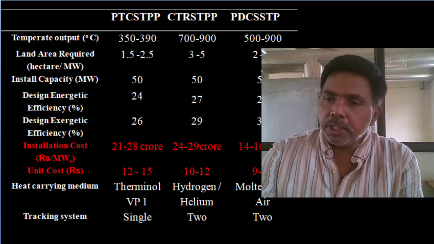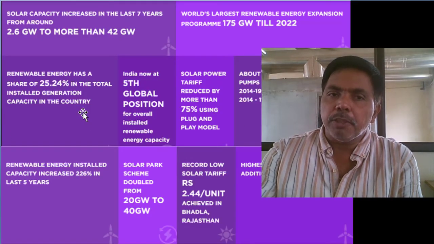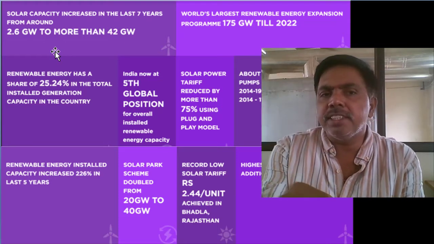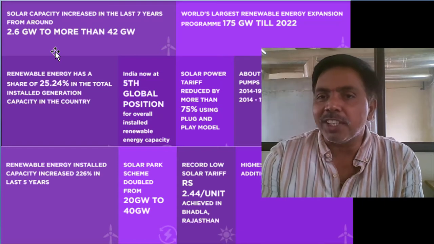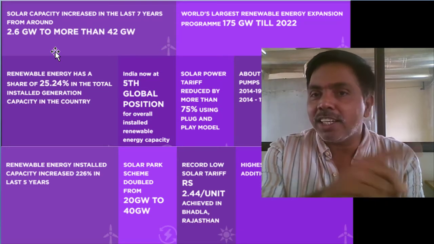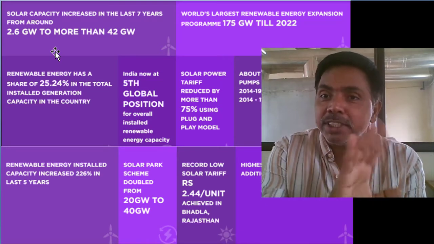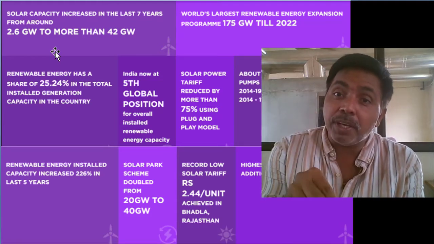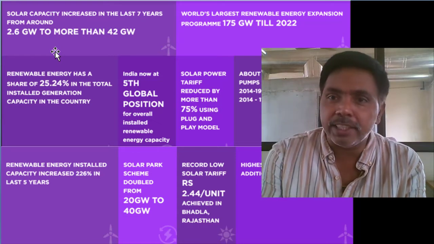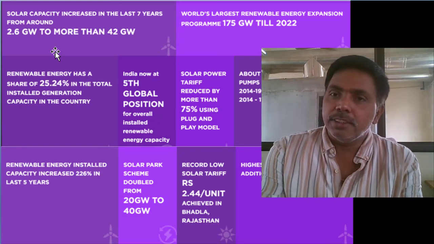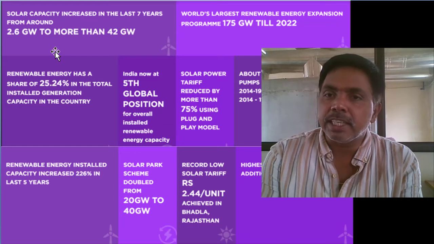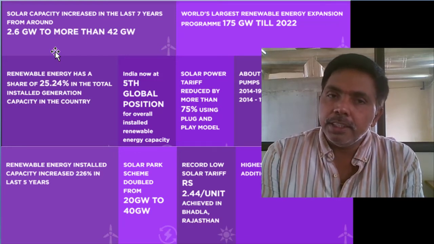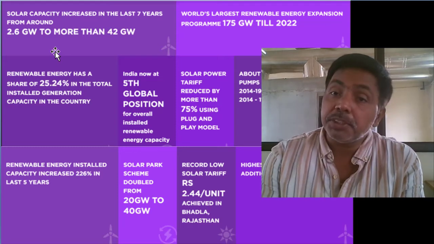Now you see the MNRE website. On the MNRE website, the capacity increased from 2.6 gigawatt to 42 gigawatt. What capacity? Solar PV capacity, not solar thermal power generation capacity. Even though a solar PV panel is not utilizing the entire solar radiation, and only 45 to 50% of the visible radiation can be converted to electrical energy, the installed capacity drastically increased.